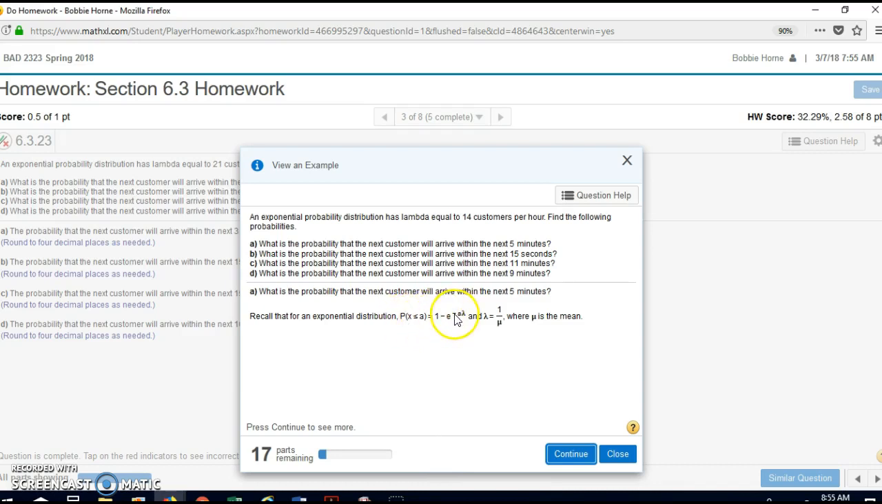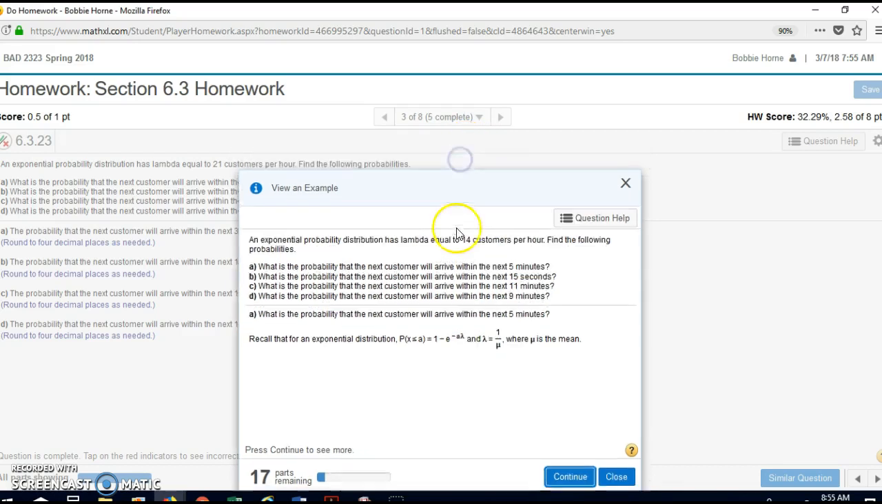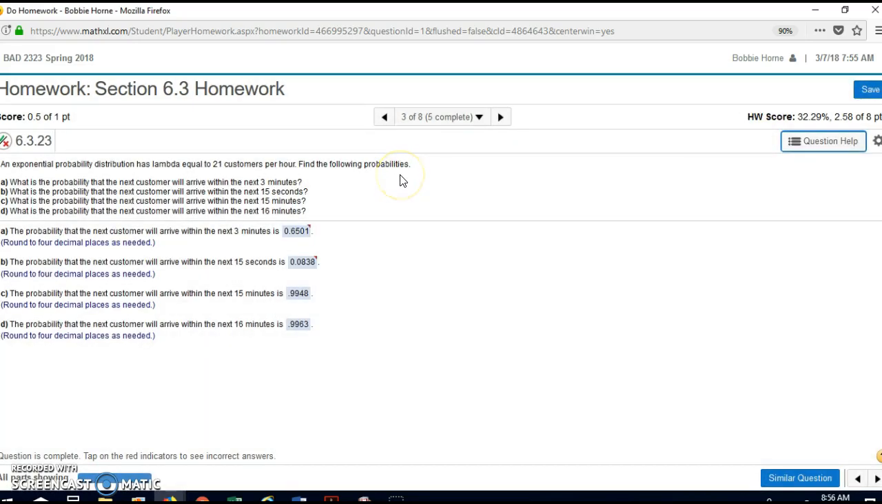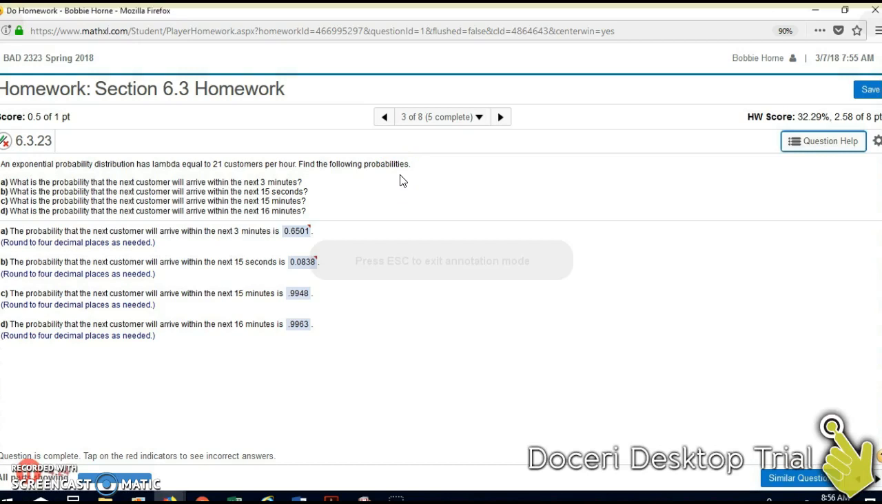look at your formula here, okay? And lambda is 1 divided by mu, which is the mean. But we don't have to do 1 divided by the mean because we already have lambda. So you're just going to plug lambda in here. And then here, right here, is where your number goes, the probability that you're trying to find, okay? So I'm going to work this one, the first one, by hand. And I'm going to write the formula up here.